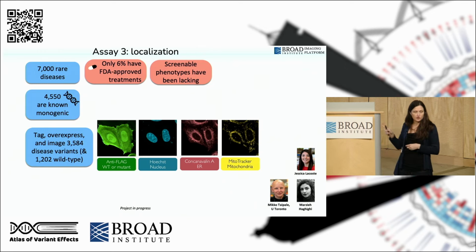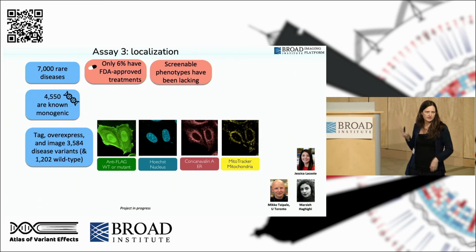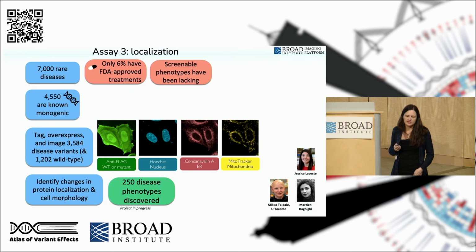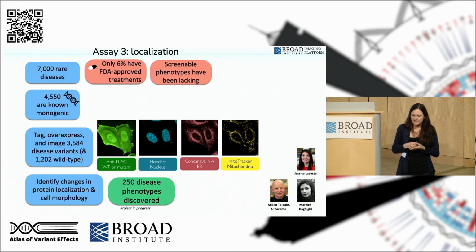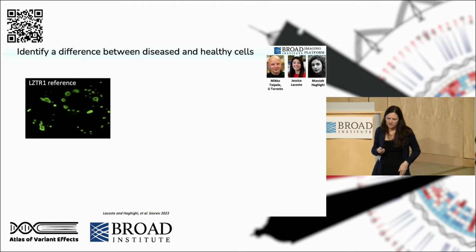The tagging is in the green channel here. We also have a few other channels as landmarks in this experiment. And our mission is to see if we can identify, does having this variant present versus the reference sequence cause any change in the protein localization or the morphology of the cell? And excitingly, in this experiment, we identified a couple hundred phenotypes, and I'll show them here. Actually, I'll show you one of them here.